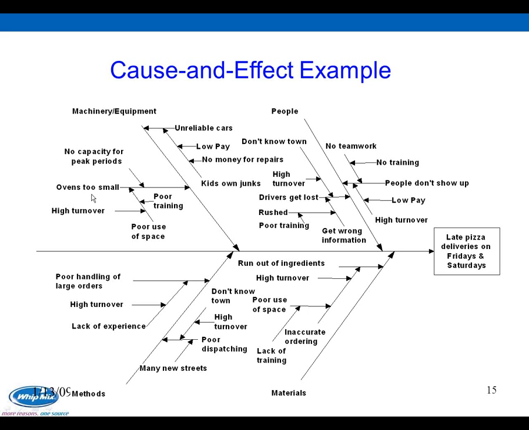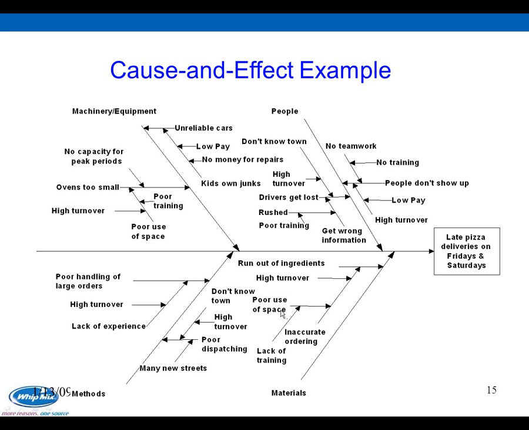Ovens too small. Well, why are ovens too small? Well, we have no capacity. Why does that cause the problem? We have no capacity for peak periods. Okay, any other issue with ovens too small? Well, we have poor use of space. Why? High turnover, poor training. Anyway, we would go through, and again, this is brainstorming, so we don't know that any of these are necessarily right or wrong, but it's stated.